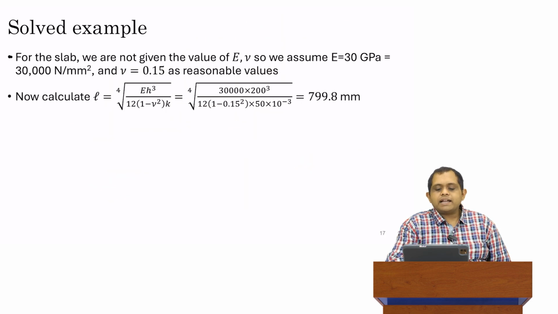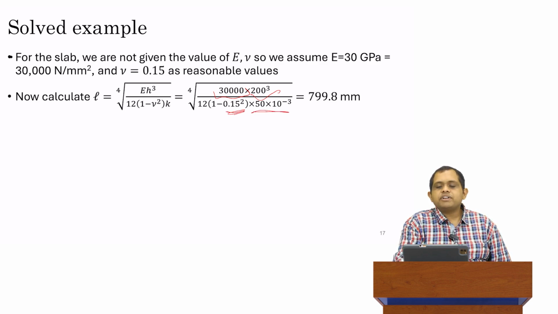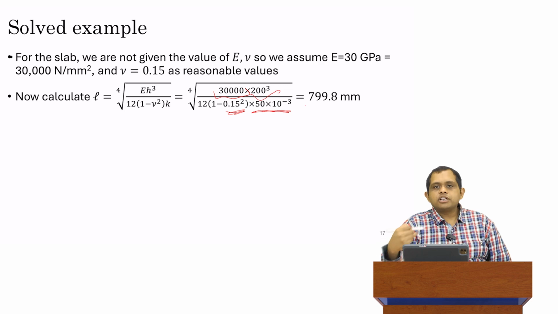So now for my calculation of E I assumed 30,000, note the units. H is 200 mm, so there's no problem with units over there. 0.15 for nu, and then for K, I took 50 into 10 to the power of minus 3. I put these values in. Again, I'm not going to do the mathematics, but I encourage all of you to definitely do the mathematics. Don't just assume that my answers are correct. You'll get around 799.8 millimeters.